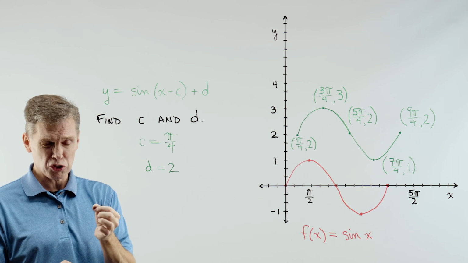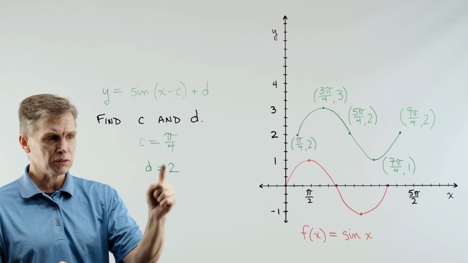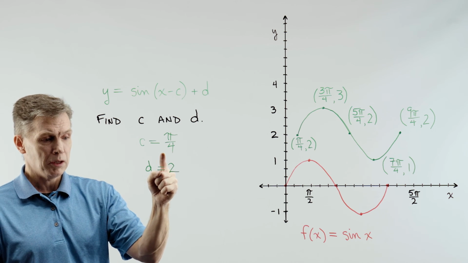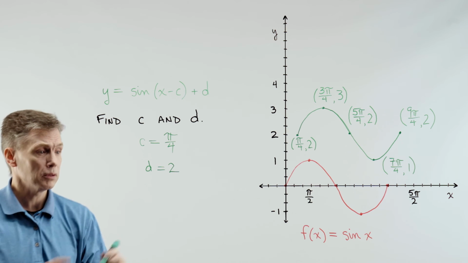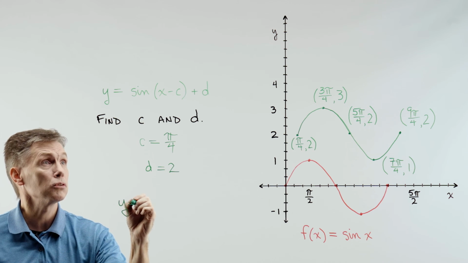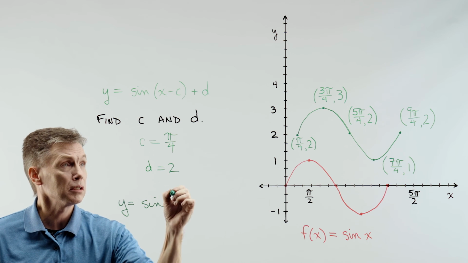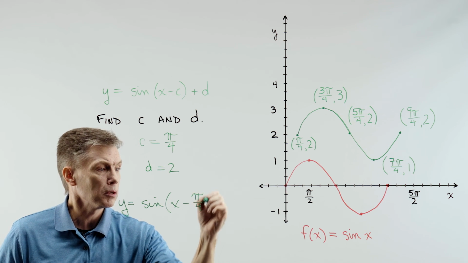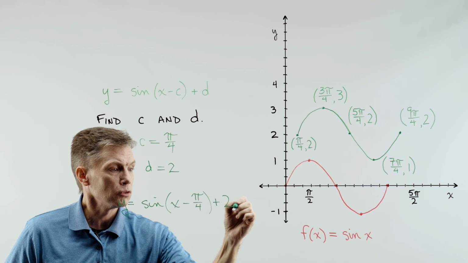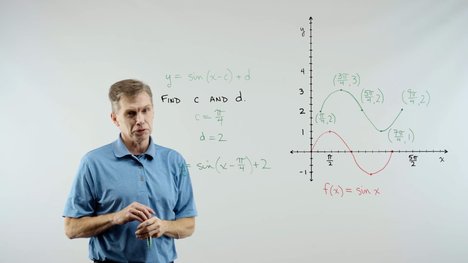Express your horizontal changes, the differences in the x-coordinates, as a c value, and express your vertical changes, the differences in the y-coordinates, as your d value. And so my final answer here is y equals sine of (x minus pi over 4) plus 2. Just putting c and d in place.